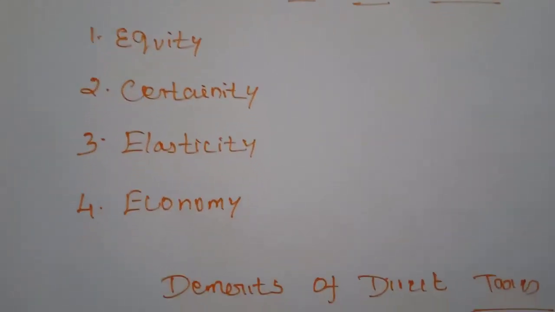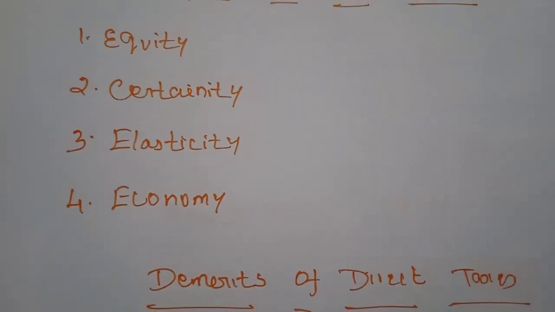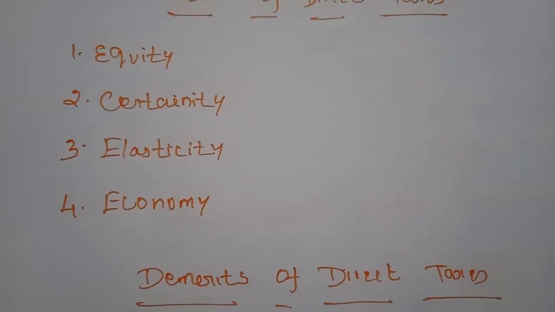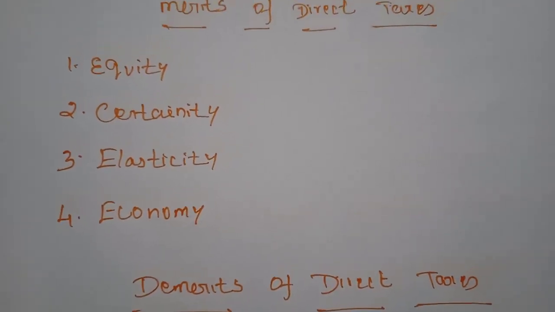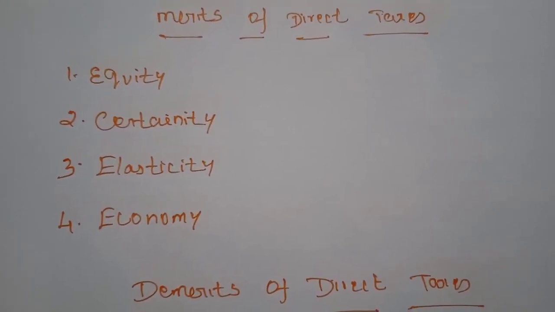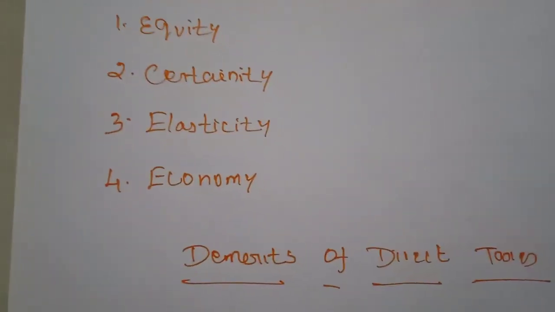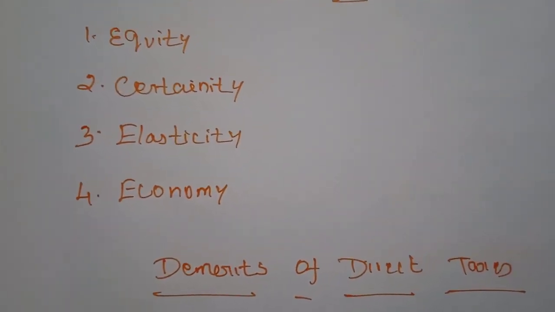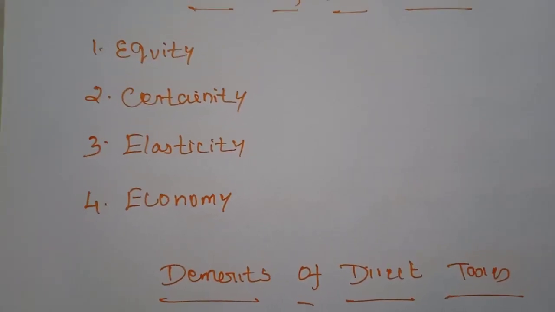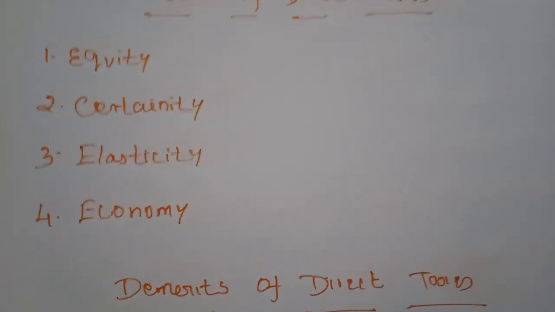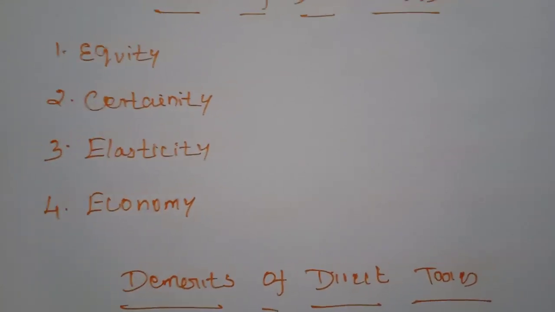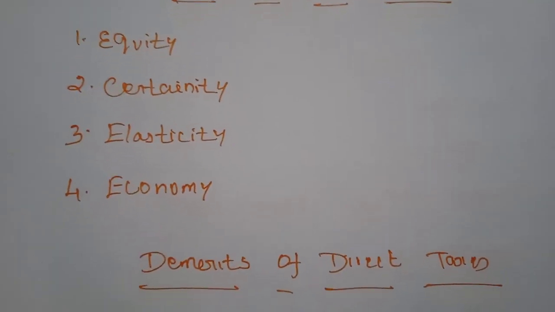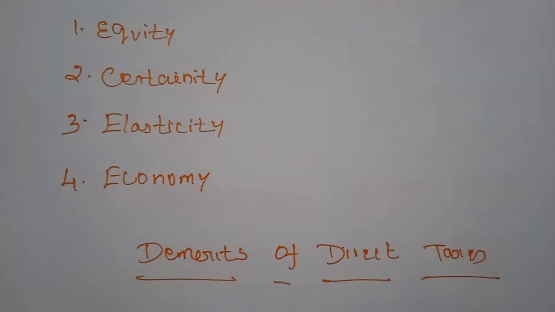Next, certainty. The canon of certainty can be ensured by direct taxes. For example, an income taxpayer knows when and at what rate he has to pay income tax. Next, elasticity. Direct taxes also satisfy the canon of elasticity. Income tax is income elastic in nature. On the basis of the amount of income, the tax amount also will decrease or increase. As the income level increases, the tax revenue to the government also increases automatically.